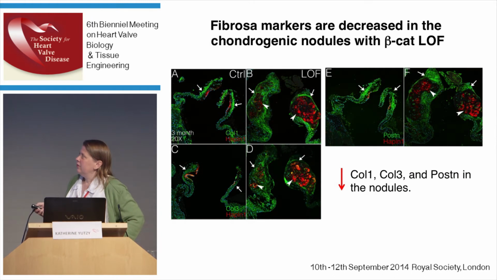And within the valves, there's very little of the fibrosa layer molecules. So looking at collagen 1, collagen 3, periostin is mostly excluded from the valves, the nodules, but there is upregulation in the thickened part of the valves. And so there's basically a dysregulation of all the matrix within the valves with the beta-catenin loss of function.